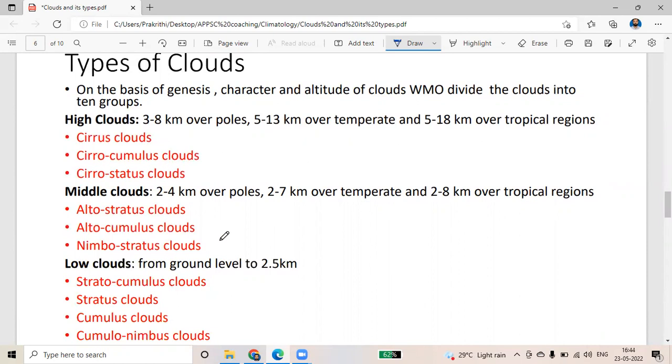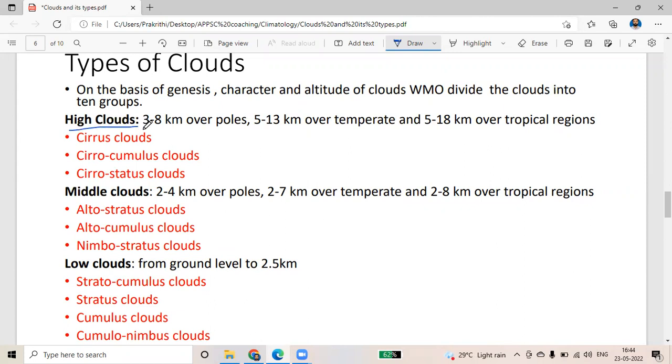First, it is divided based on its height: high clouds, middle clouds, low clouds. There will be high clouds, middle clouds, and low clouds. And this will be a combination of what we have studied earlier: cirrus clouds, cumulus clouds, nimbus clouds, and stratus clouds. So there is a combination of these clouds. The major clouds, one is high clouds.